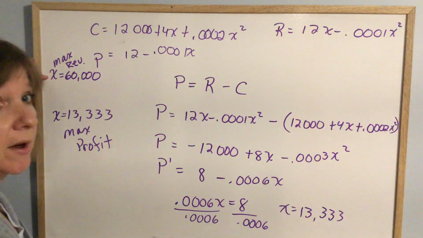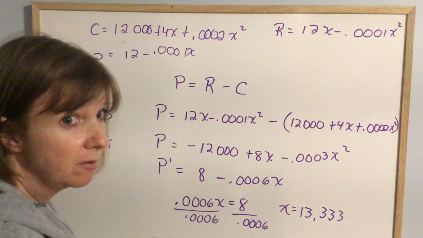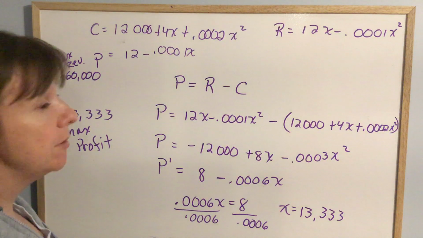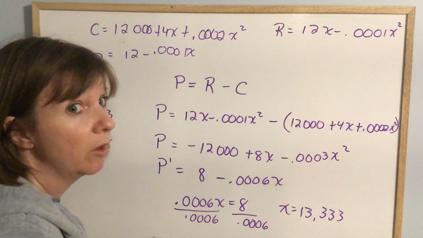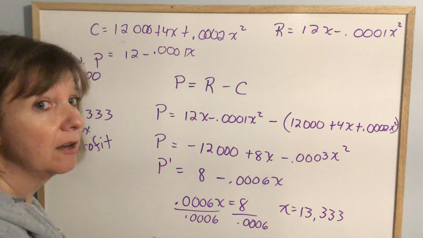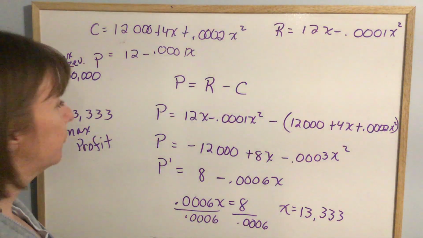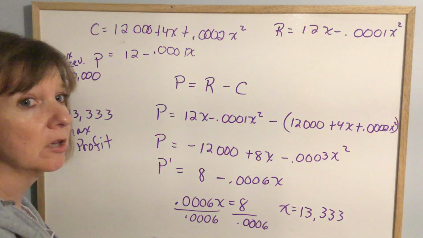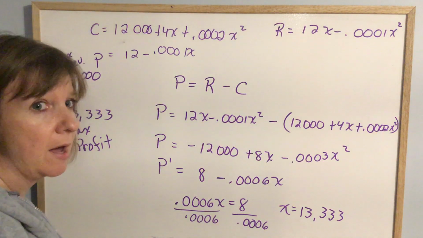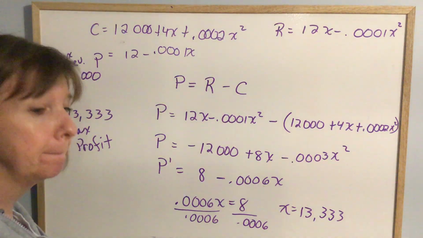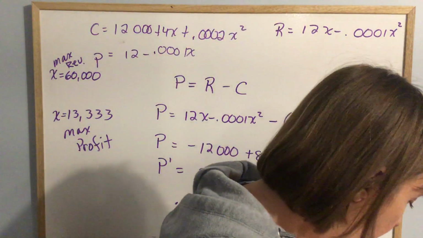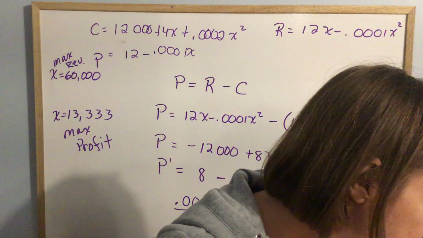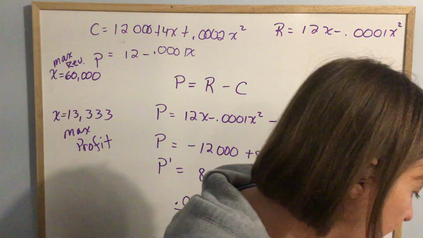Just because I maximize revenue doesn't actually mean I'm making money. I could maximize my revenue and still be losing money, because at this production level maybe I have a whole lot of money coming in, but also a whole lot of expenses, and I could end up losing money. I'm better off staying smaller and only making 13,333, because at this level I maximize the actual amount of money I get to put in my pocket. All right, that's this section.